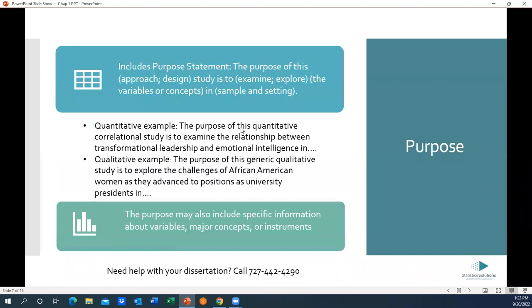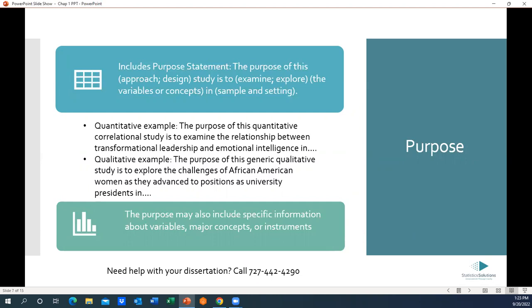Okay, so next, the purpose. There's a purpose statement and a purpose section. The purpose section is usually not too long. Again, probably less than a page, maybe a paragraph, maybe two. And the purpose statement, I have some examples here on the screen.